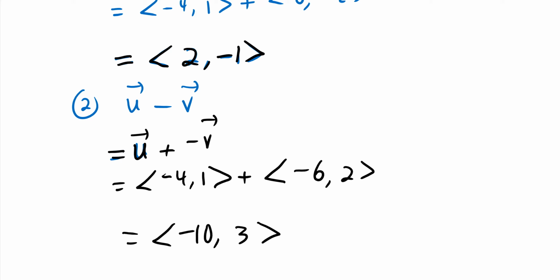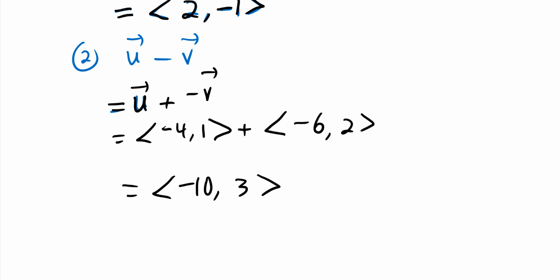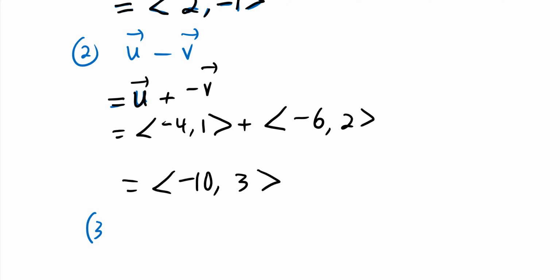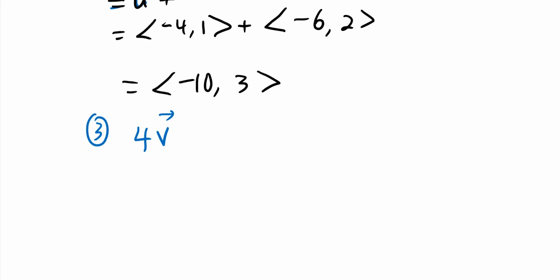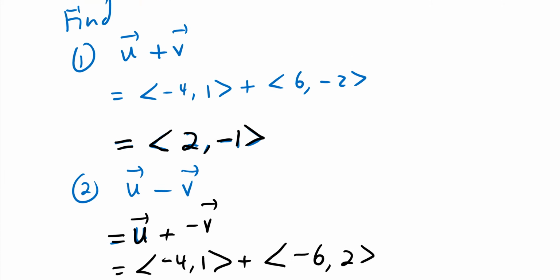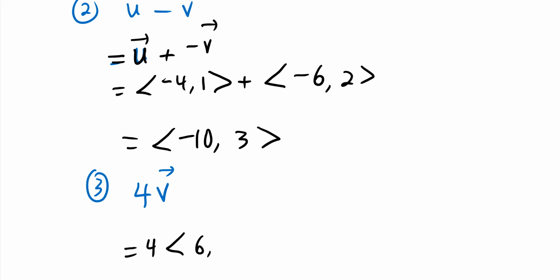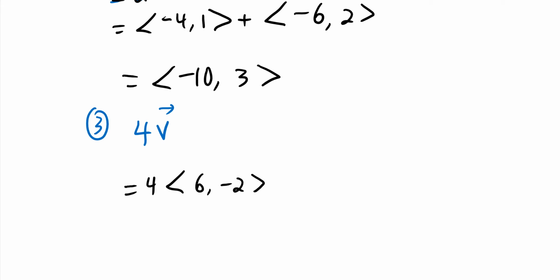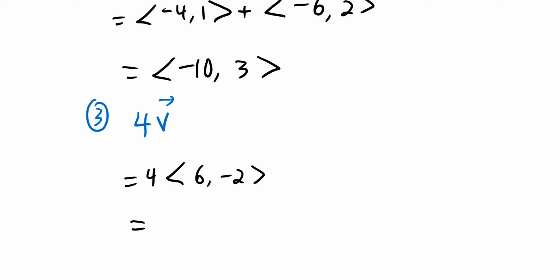Okay, and now the next one, let's say we are asked to find 4 times vector v. So that would be 4 times vector v, which was 6, -2. And all we have to do is multiply the 4 with each component. So that's 24 and -8.